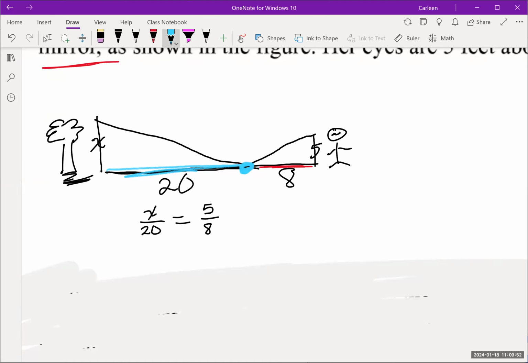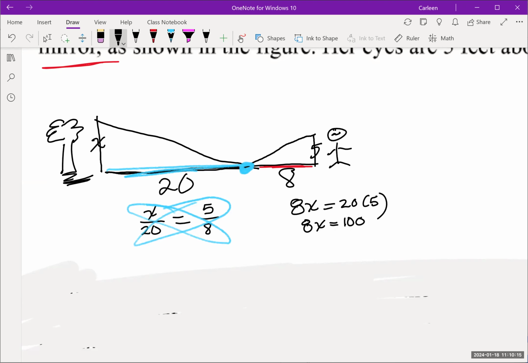All right, cross multiply. So 8x is equal to 20 times 5. 8x is equal to 100. Now, in showing your steps, you could just go straight to 8x equals 100. You don't have to put 20 times 5, but you're showing everything else.